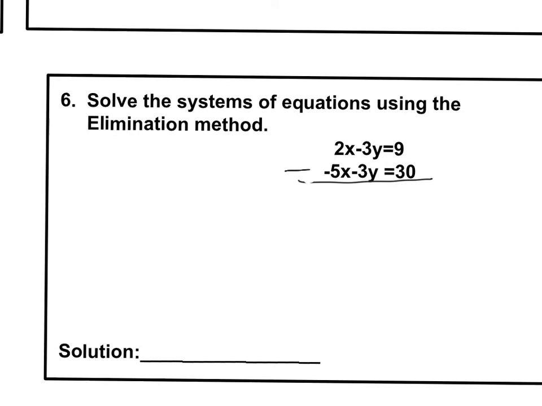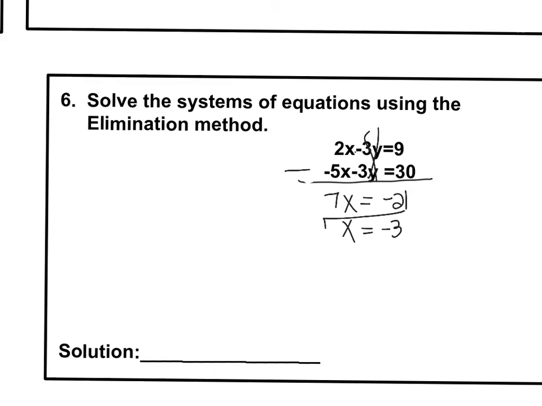subtract. So if I say negative 3 minus negative 3, then that ends up canceling out because it becomes negative 3 plus 3. Alright, so they're gone, and I'm left with 2x minus negative 5x. Well, that gives me 7x. Because remember, when you subtract a negative, that's the same thing as adding. And then 9 minus 30 equals negative 21. And if I divide by 7, I get negative 3.